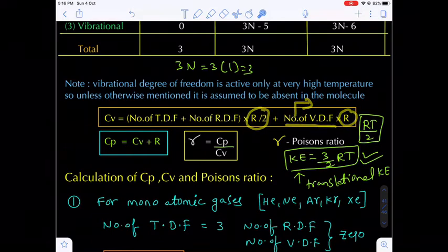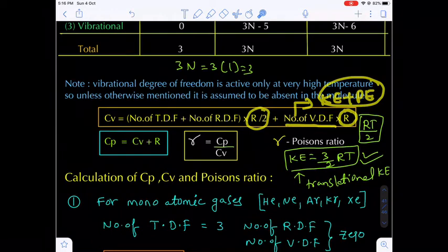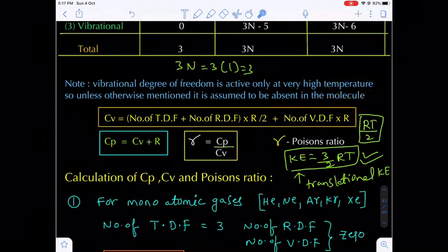In the vibrational degree of freedom, we have two types of energies, potential energy as well as kinetic energy. That's why we take only R, not R by 2. If you want to take them individually, you can take R by 2 for kinetic energy plus R by 2 for potential energy regarding the vibrational. So overall you will get R. Are you getting my point?